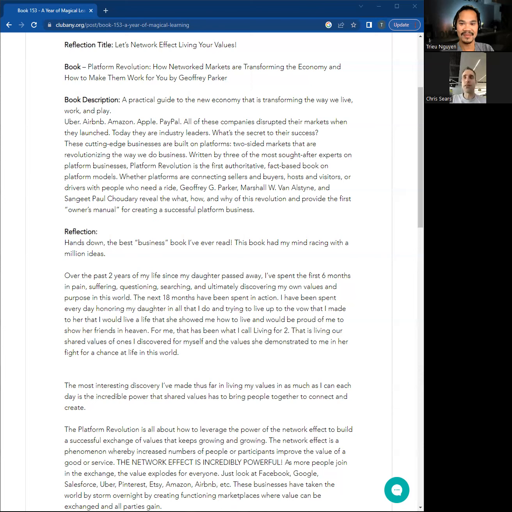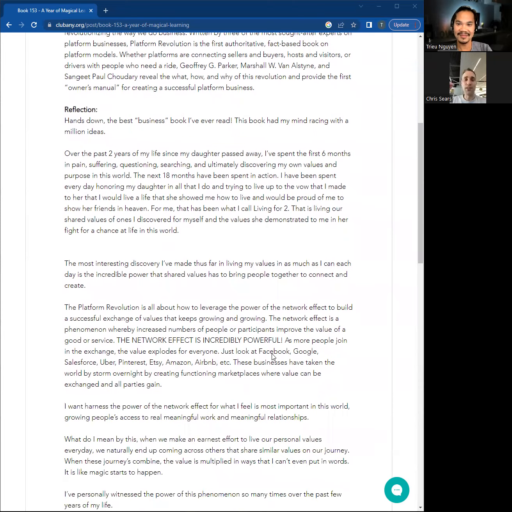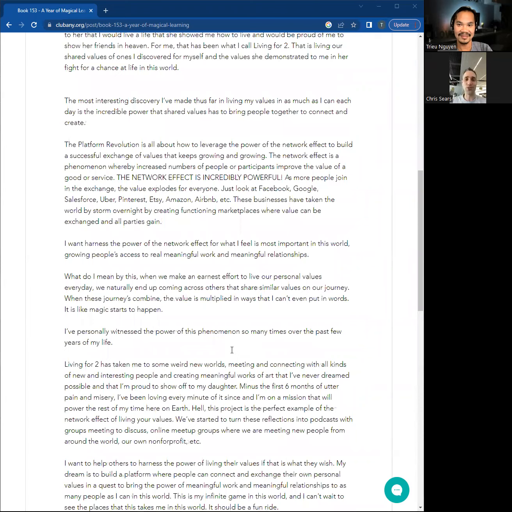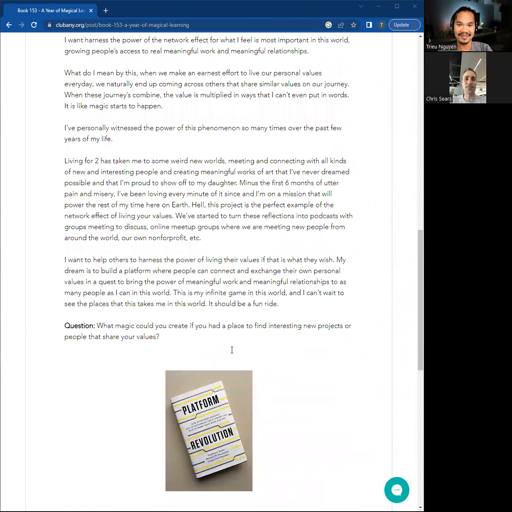So that's what this book made me think about. What if instead of network effecting a platform for business purposes, we just went straight to the cultures, the strategy, and we built a platform where we could network effect living your own personal values and connecting that with other people and meaningful work projects and meaningful relationships? Just think about what that could do. So that's kind of the reflection of the day, I guess. Love to pause there and get your thoughts.